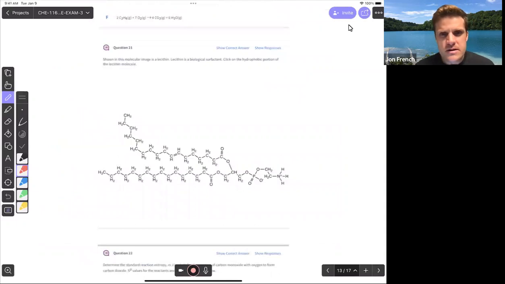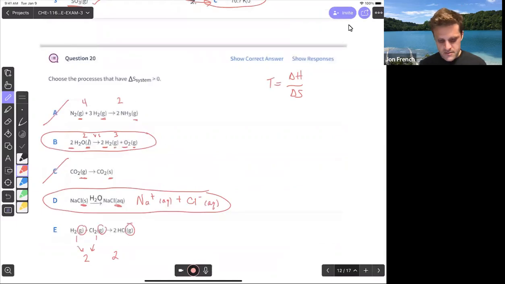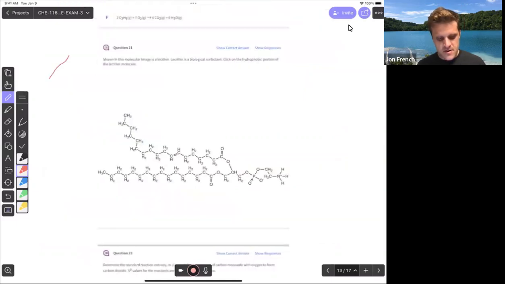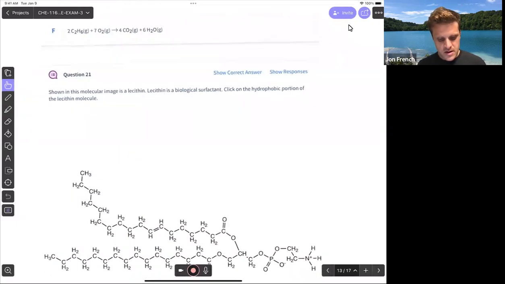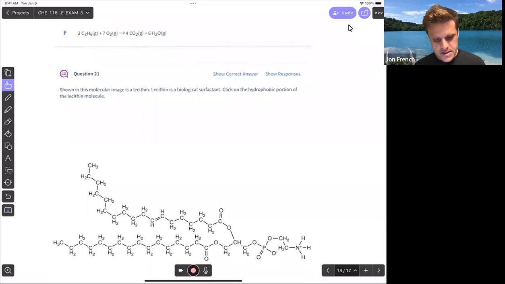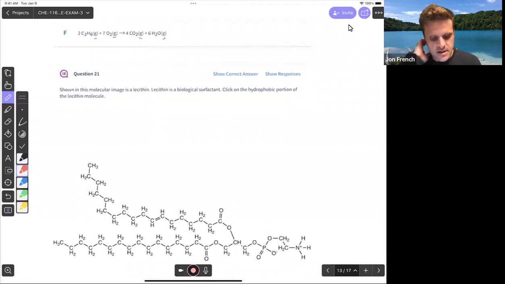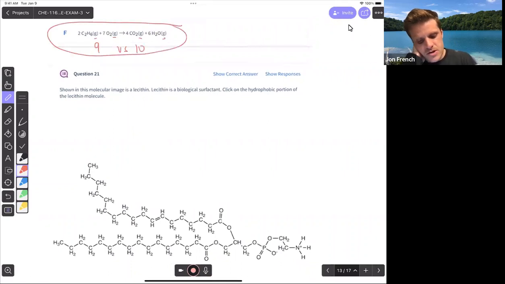All right, question 21, surfactant. Oh, there were more to that. A, B, C, D, E, we've got F. I thought there were 3 correct answers. So F goes with question 20. And let's see, we've got gas going to gas, and now I've got 9 moles versus 10 moles. So yeah, for reaction F we'd expect to see a positive change in entropy because I'm going from 9 moles to 10 moles.